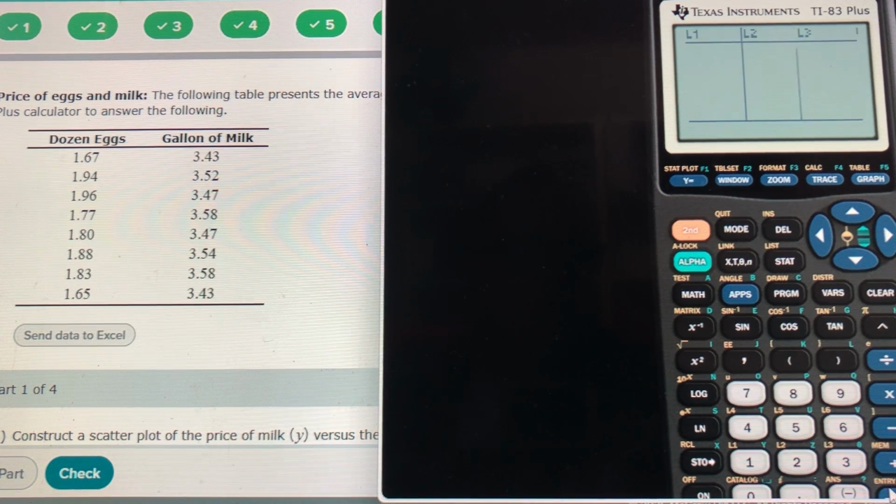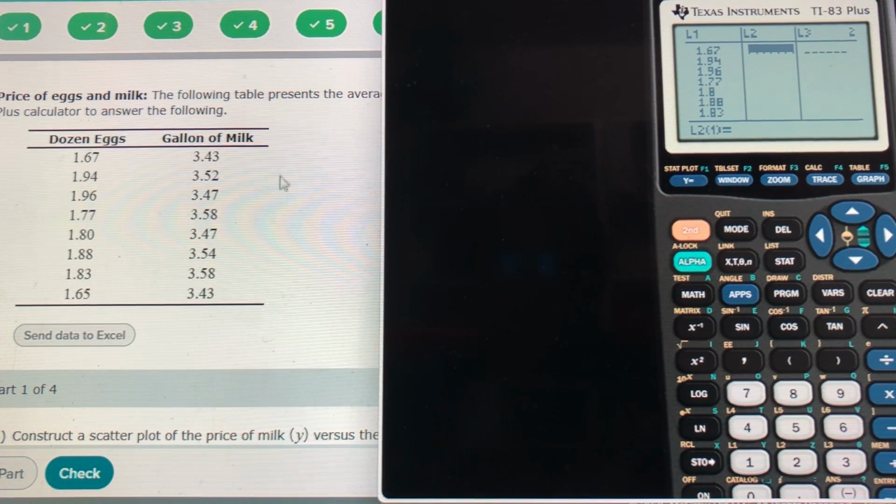So stat, edit, go up to the top and hit clear enter from the old data. Up to the top, clear enter. Type all the eggs in L1, 1.67, 1.94, 1.96, 1.77, 1.80, 1.88, 1.83, and 1.65.